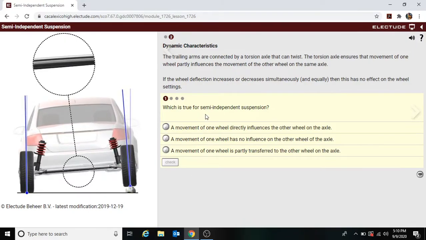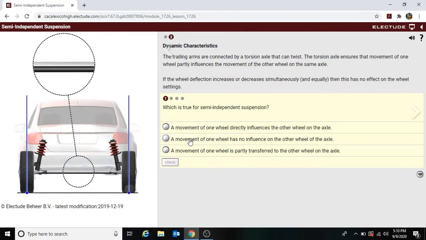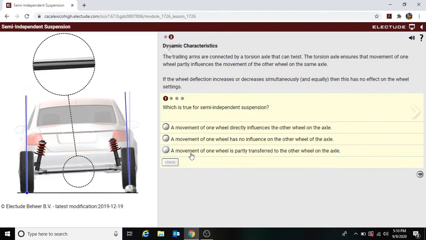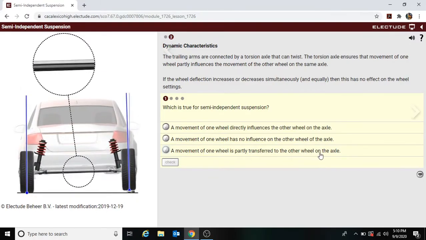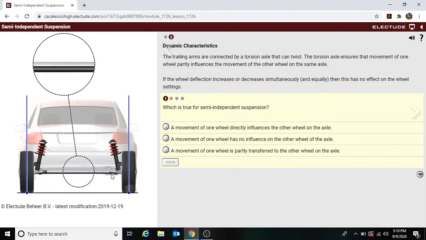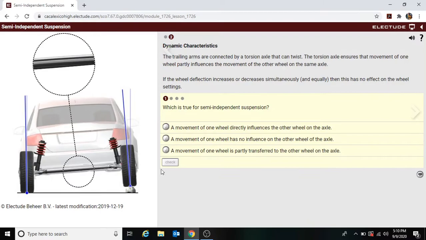Which is true for semi-independent suspension? A movement of one wheel is partly transferred to the other wheel on the axle. So only part of the movement here is being transferred over to here.